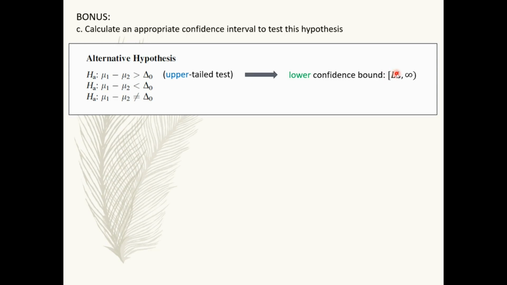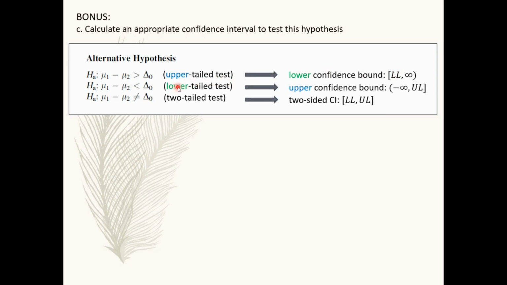For the other ones, notice that for the lower tail, you swap it: you need to get the upper confidence bound. And for the two-sided test, it's a two-sided confidence interval. So just watch out for these ones where you need to swap them around. Okay, let's have a look at our example. We were given that mu1 minus mu2 is less than minus 1. So this is an example of a lower tailed test.